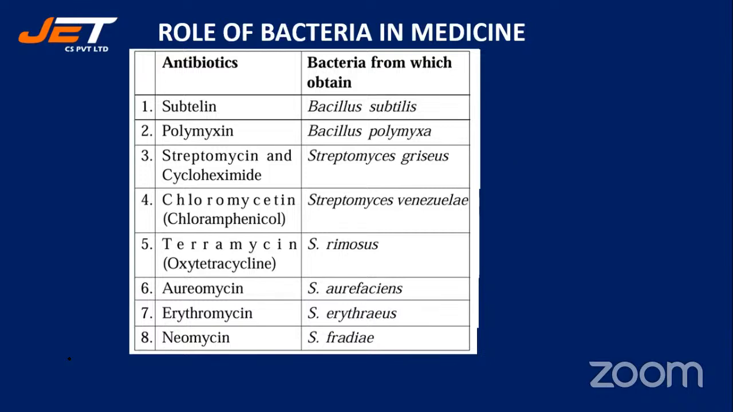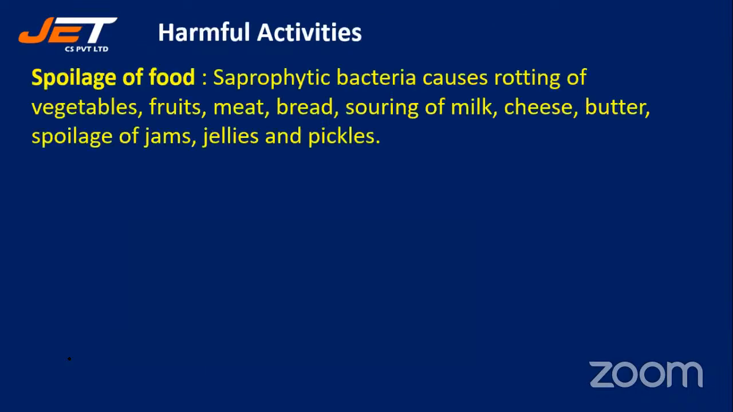Subtilin, Bacillus subtilis; polymyxin, Bacillus polymyxa; streptomycin and cycloheximide, Streptomyces griseus; chloromycetin, that is chloramphenicol, Streptomyces venezuelae. Terramycin, that is oxytetracycline, Streptomyces rimosus. Aureomycin is Streptomyces aureofaciens. Erythromycin is Streptomyces erythreus. And neomycin is Streptomyces fradiae. Okay, so these are the names you have to remember.